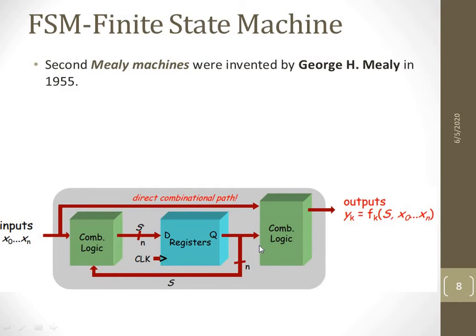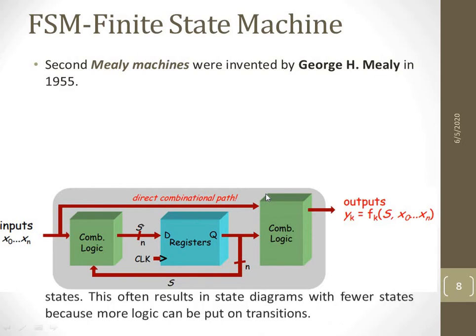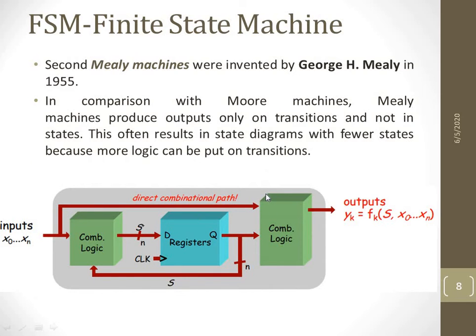So this is the diagrammatical representation. The output depends on the state of the machine as well as the direct inputs. So in comparison with Moore machines, Mealy machines produce outputs only on transitions and not in states. This often results in state diagrams with fewer states because more logic can be put on transitions.